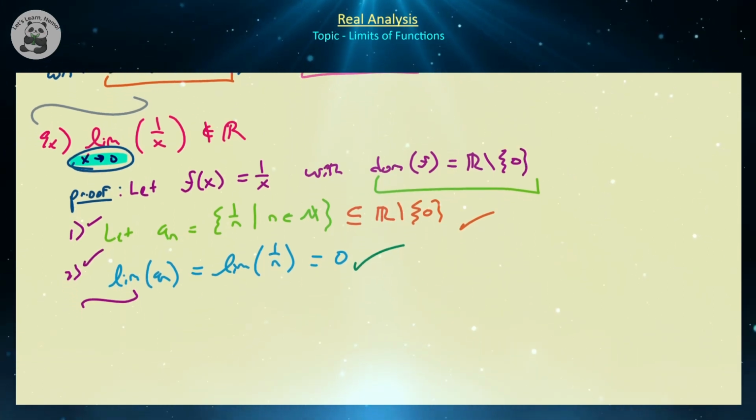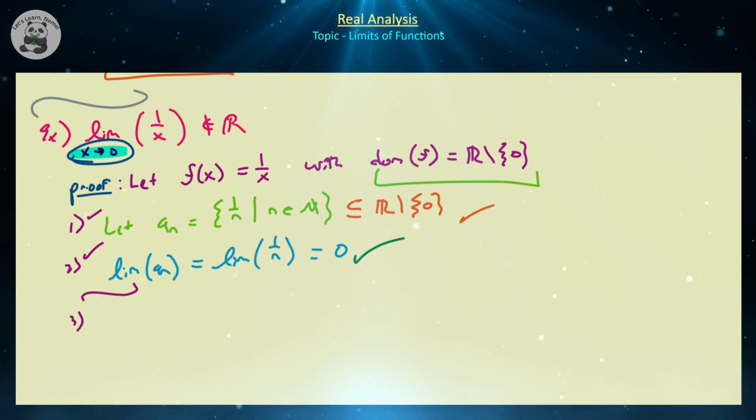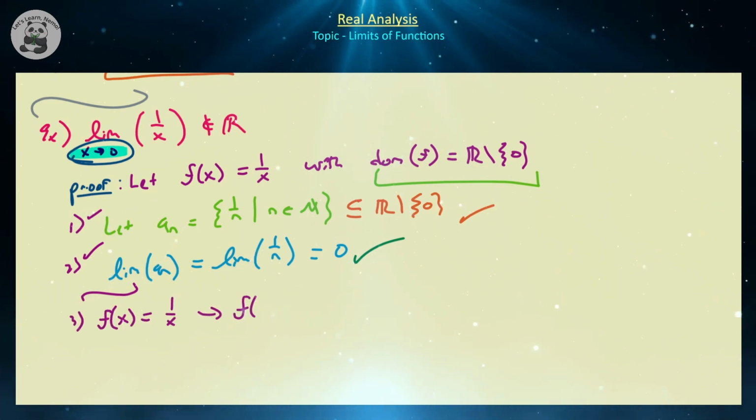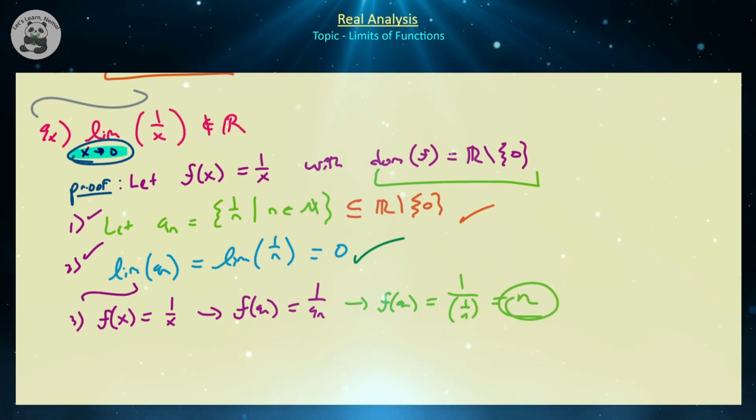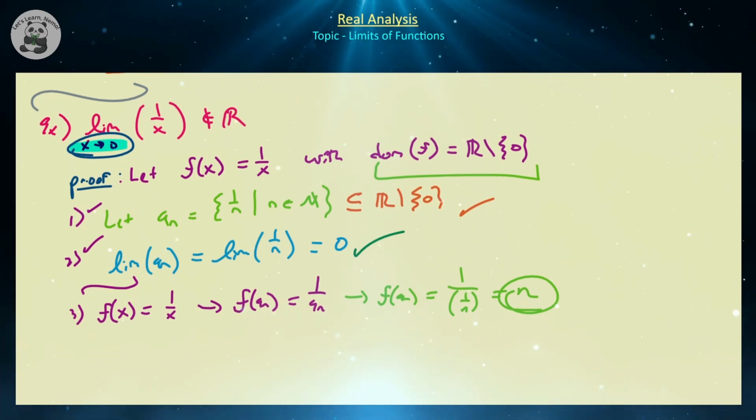Now let's make sure the third property is satisfied, right? So f of x is equal to 1 over x, which means that f of a_n will be equal to 1 over a_n. So if f of a_n is equal to 1 over a_n, that means f of a_n will be equal to 1 over 1 over n, which we know to be equal to n. So we have this particular sequence. So if we can show that the limit of this sequence does not belong to the set of real numbers, that means the limit of our function will also not belong to the set of real numbers.